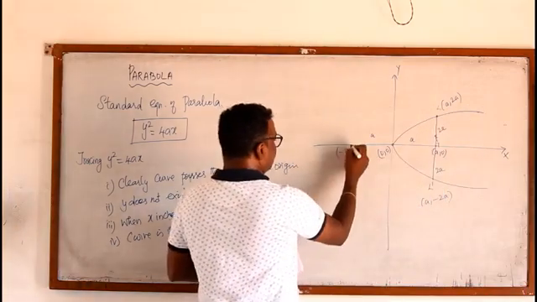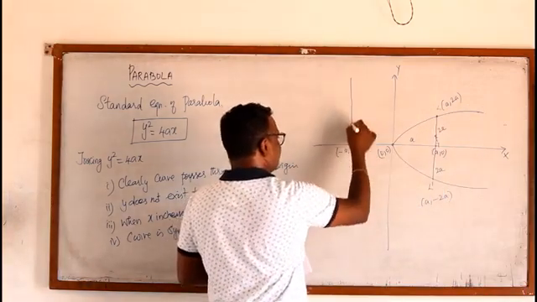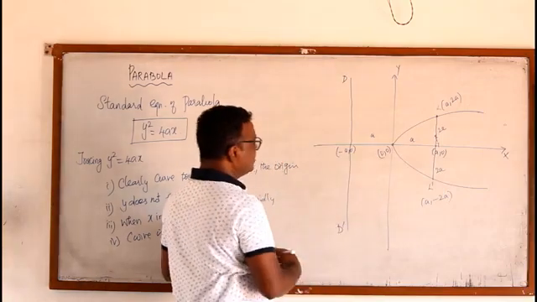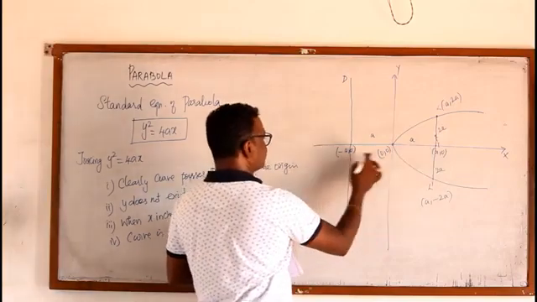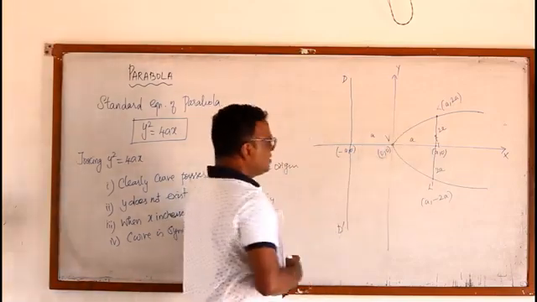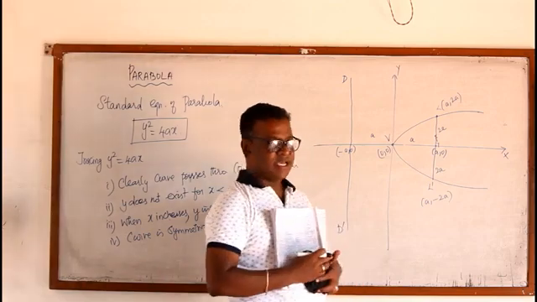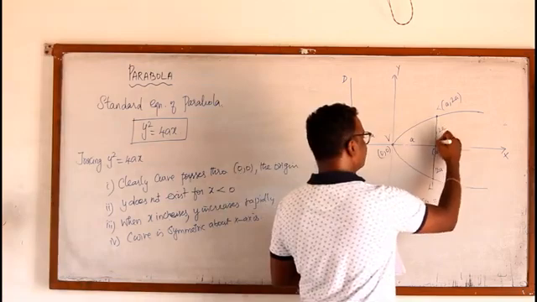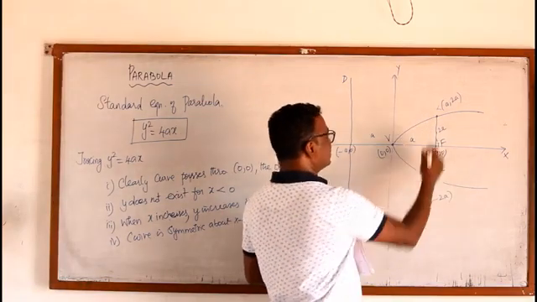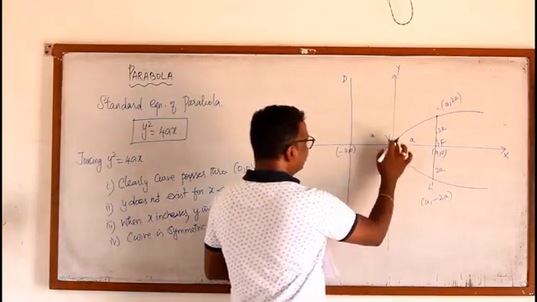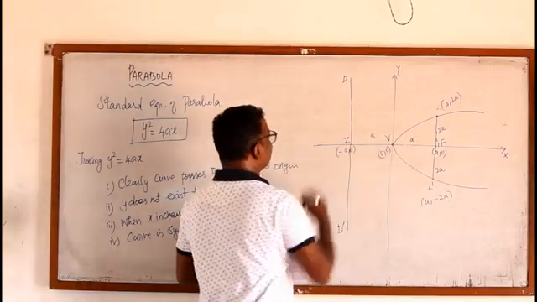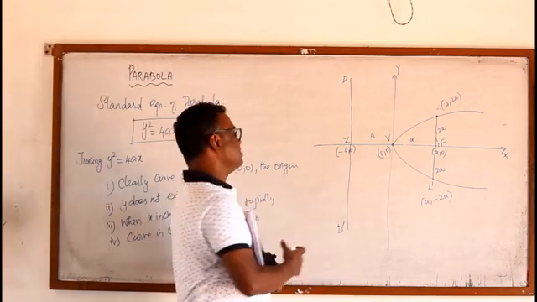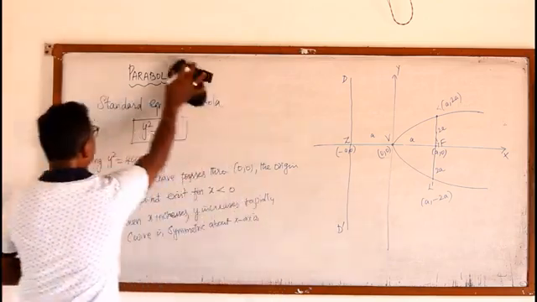Now, along minus a comma 0, I have a straight line, and this straight line is called the directrix DD dash. So this is the focus, this is the directrix, and the point where the curve meets both the x-axis and y-axis is called the vertex. So this is F, the focus, LL dash is the latus rectum, B is the vertex, and DD dash is the line which passes through minus a comma 0, that is the directrix. Now we shall write all those things.